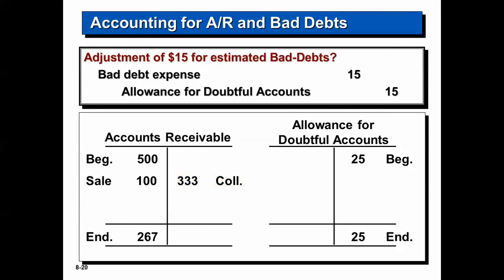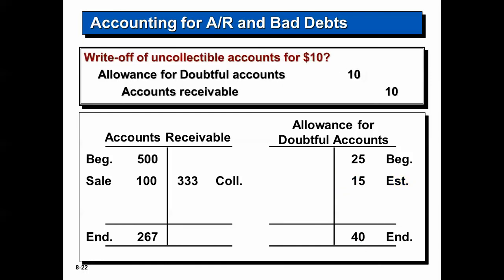Now, of the amount left, 267 in accounts receivable, we figure we're not going to get 15 of that. So we make a journal entry. Debit bad debts expense and credit the allowance for doubtful accounts. And it goes over here. So now we've increased the allowance. We had 25 against that, we added 15. So we now say we have accounts receivable of 267 and we expect that we will not collect 40.